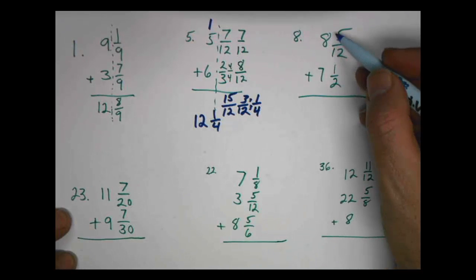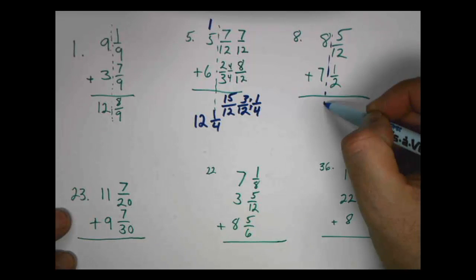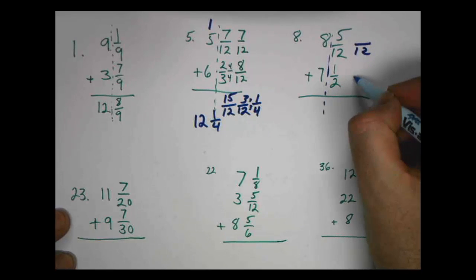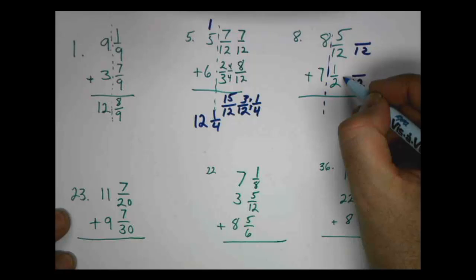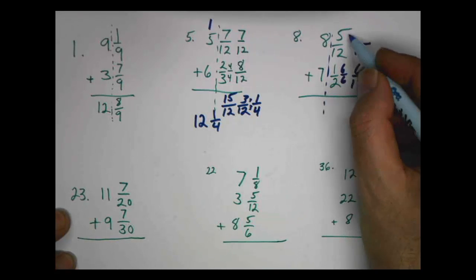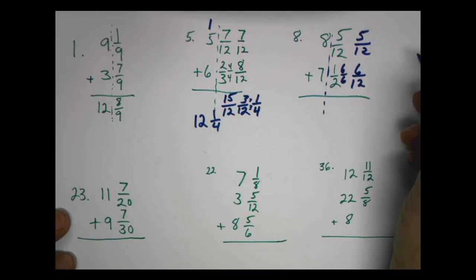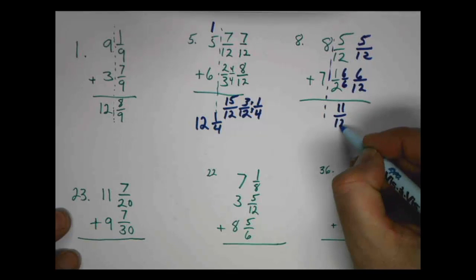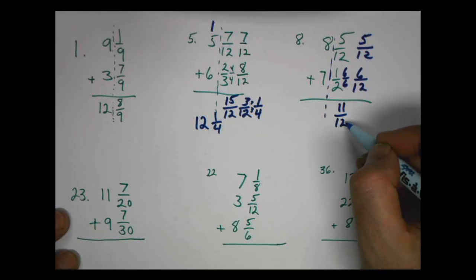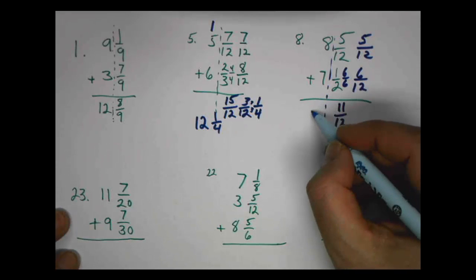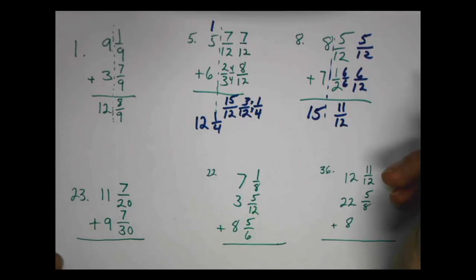Okay, problem number 8. Same type of procedure here. Count by 2s, count by 12s. First number we get to is 12. We multiply this by 6/6. 1 times 6 is 6. We didn't do anything with this, so it just scoots over. Now we can go ahead and add. 6 and 5 is 11 12ths. Nothing to regroup or simplify, so that's good. Move over here to the whole numbers. 8 and 7 is 15.